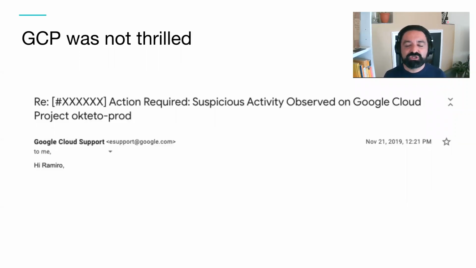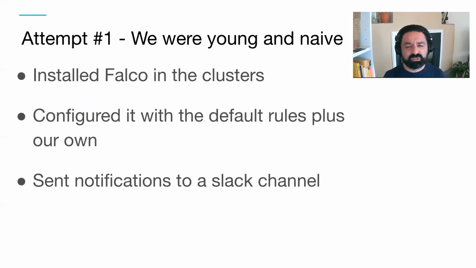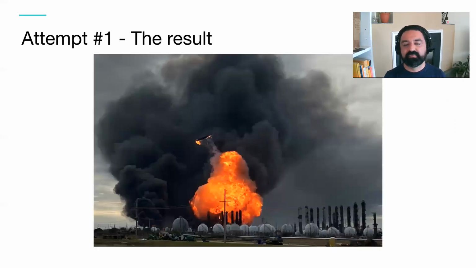But we did some research, talked to some of our friends, and ended up finding Falco. And it looked like just the tool we needed. So we went ahead, we installed Falco in our Kubernetes clusters. We configured the default rules, added a few more based on what we've seen so far, and started to send notifications to Slack. After a few hours, boom, our clusters were down. We logged in, we had to roll everything back and get it under control.